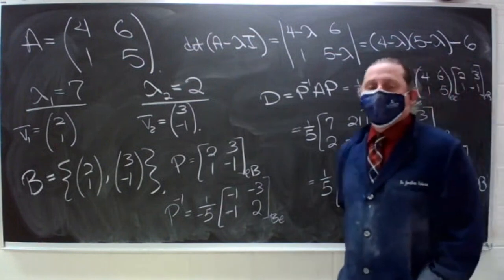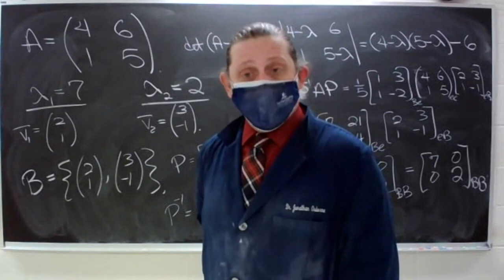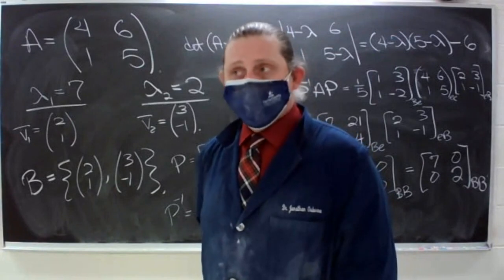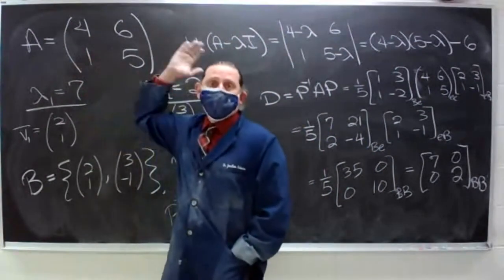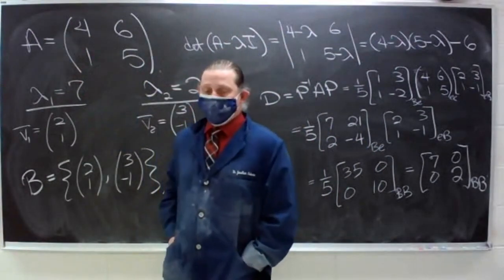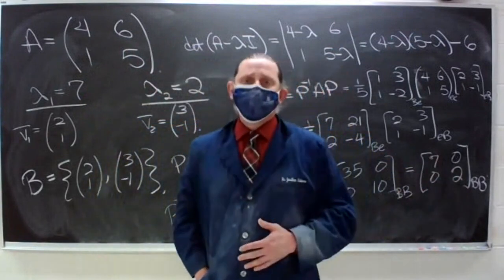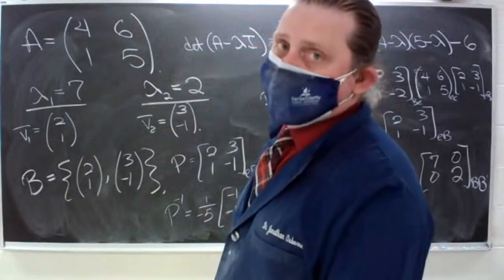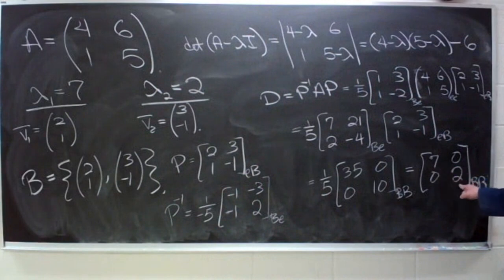So that means that the determinant and the trace of matrix A are the same as the determinant and the trace of matrix D. The determinant of this matrix is 20 minus 6 is 14. Clearly, that's also 7 times 2. And the trace of this matrix is 4 plus 5, which is 9. Clearly, that's also the trace of this matrix. Right?